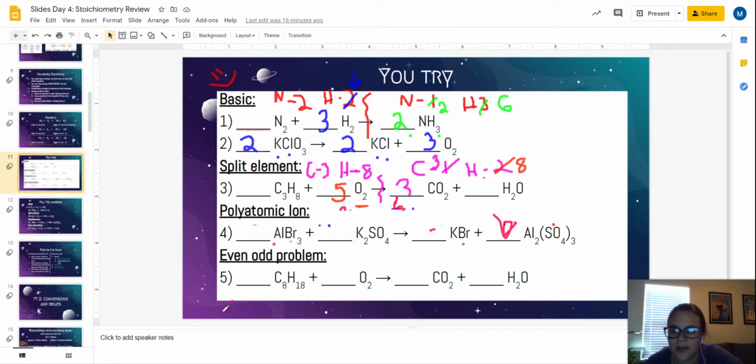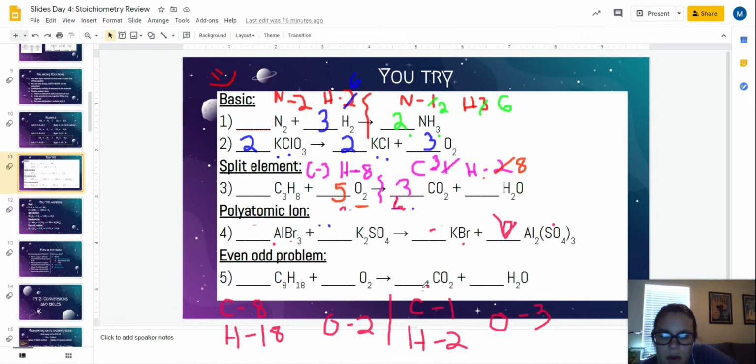Okay, so we have C, which is 8, and we have H, which is 18, and we have O, which is 2. And this is very similar to the number 3 we did. It's a split element also, so we're going to keep that in mind. So C, we have 1, H, we have 2, and O is split, and it's 3. So we're going to do the split one last. So let's start with, say, carbons.